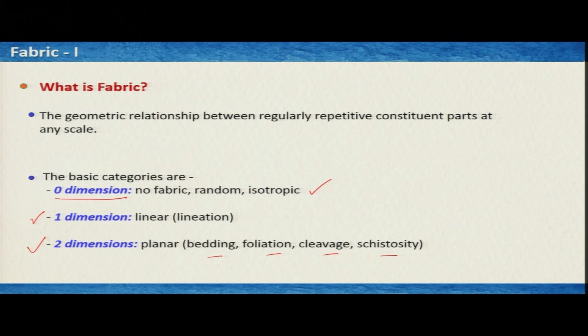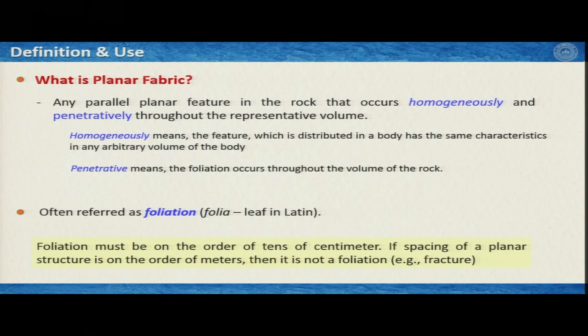So, we will learn about all these terms very soon, but let us focus a little bit more on what is planar fabric. Now, as the name suggests, it is planar fabric, so that means any parallel planar feature in the rock that occurs homogeneously and penetratively throughout the representative volume. So, it is a 2-dimensional feature, that is why it is a planar feature. The features have to be parallel to each other or to some extent subparallel to each other throughout the volume of the rock, and they have to be distributed homogeneously.